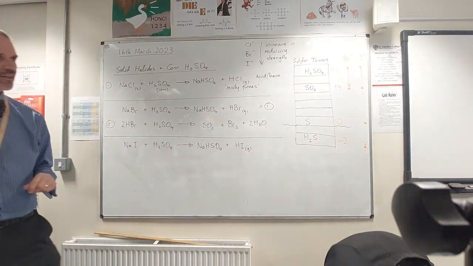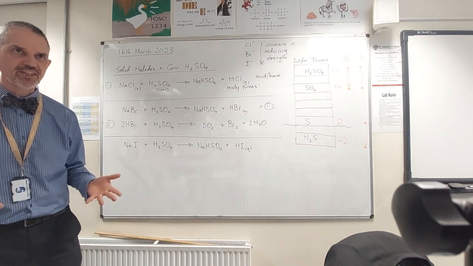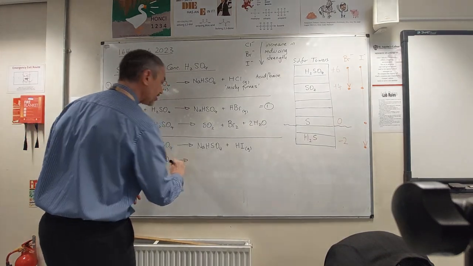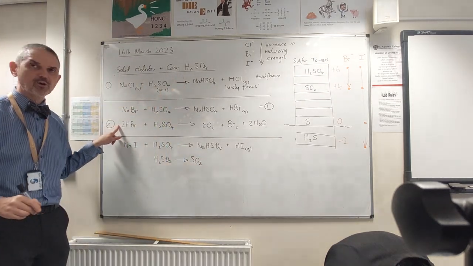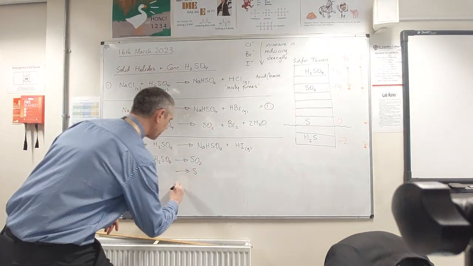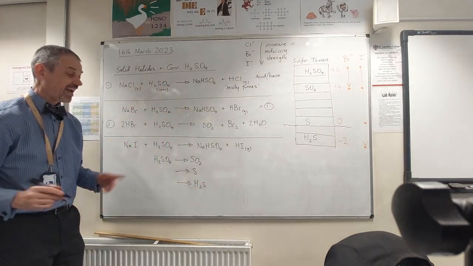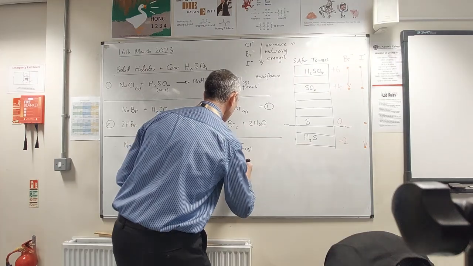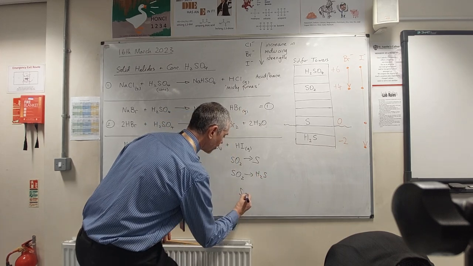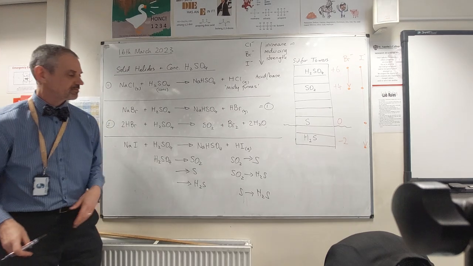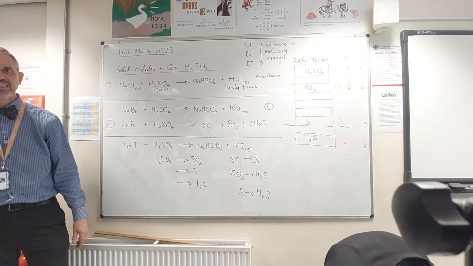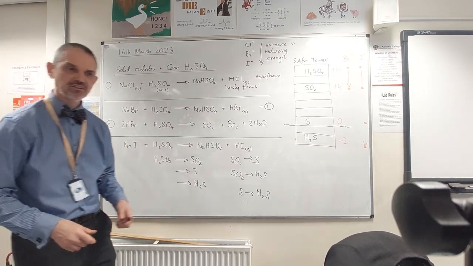Now, this is going to generate an awful lot of equations, because if you think about it, I can go from H2SO4 down to SO2. Well, that's okay. We've seen that equation. But it could also go from H2SO4 down to sulfur, or H2SO4 down to H2S. And of course, there's nothing to stop the HI reducing SO2 down to sulfur, or SO2 down to H2S. And let's not forget, sulfur can be reduced down to H2S as well. So that suddenly generates 1, 2, 3, 4, 5, 6 different redox equations. Let's not do all of those.